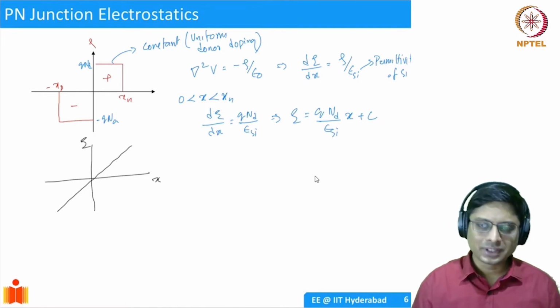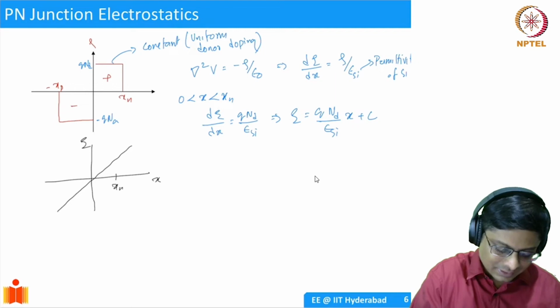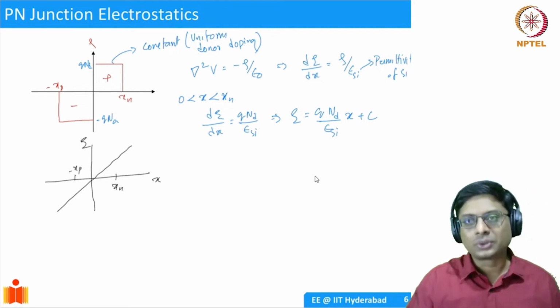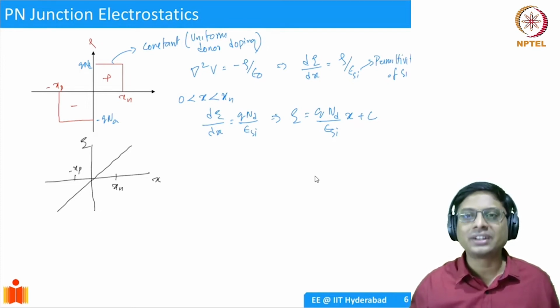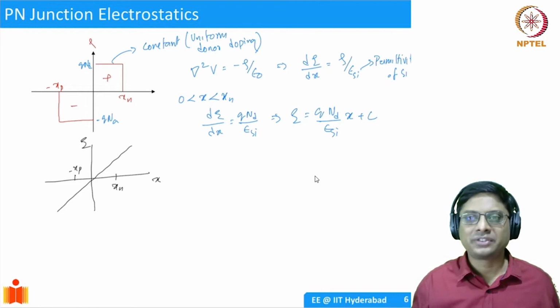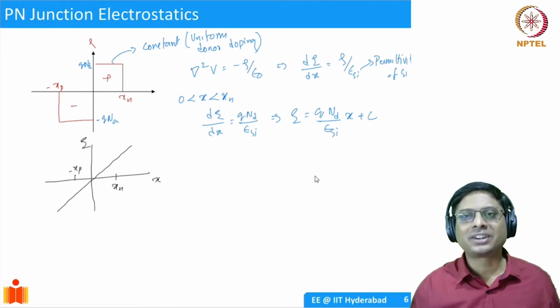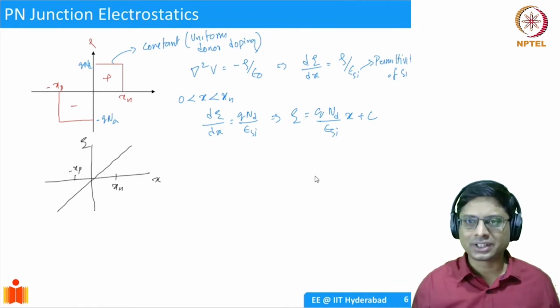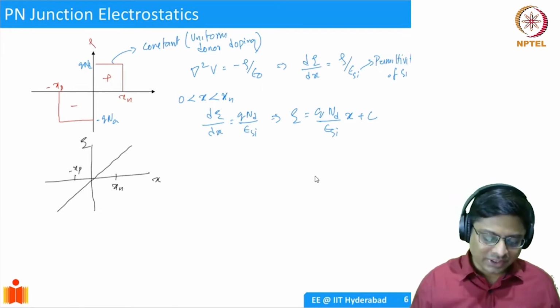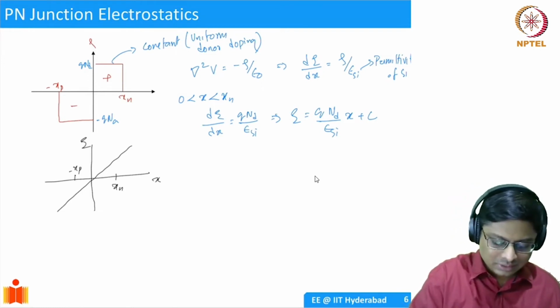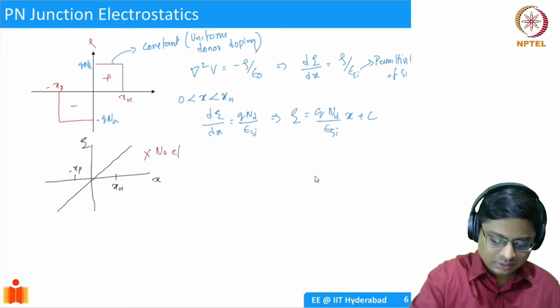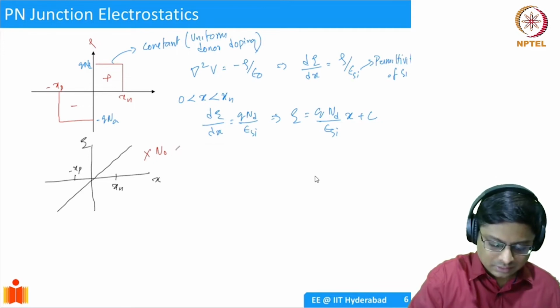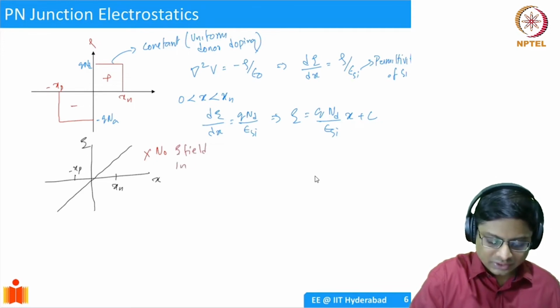The reason is, remember, this is, let's say, xn and this is xp. Outside the depletion region, we said it is the quasi-neutral regions having a lot of free charges. Whenever you have free charge, if there is, let's say by chance, some small electric field, they're going to rearrange in such a way that the electric field becomes neutralized. So because of that, in the quasi-neutral regions, you cannot have an E field.